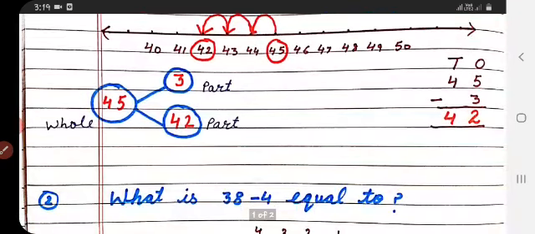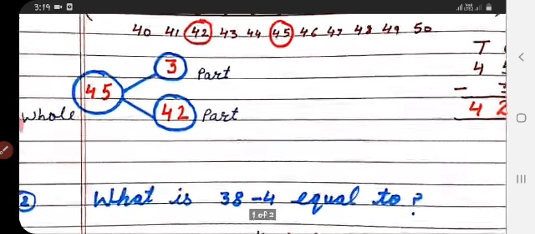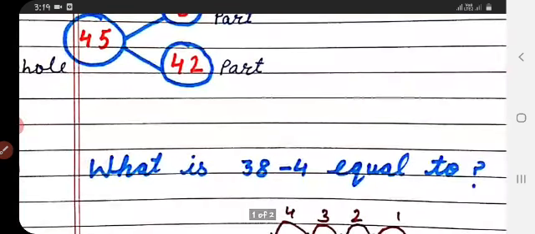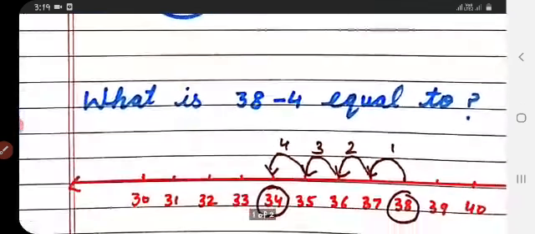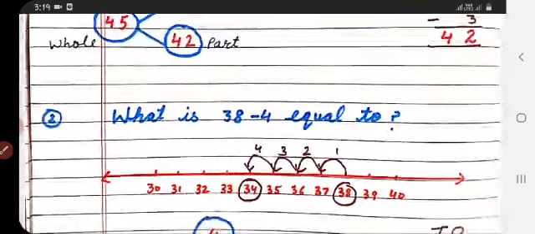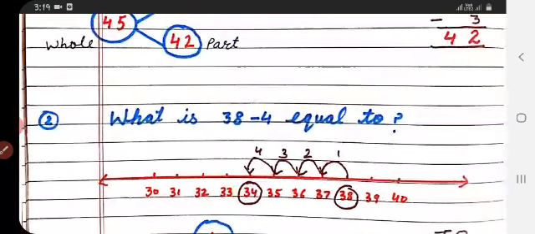Same if we have 38 minus 4. What do we need first of all? 38. So 38 comes in between 30 and 40. First of all we will make a number line between 30 and 40. Here we can see 38.